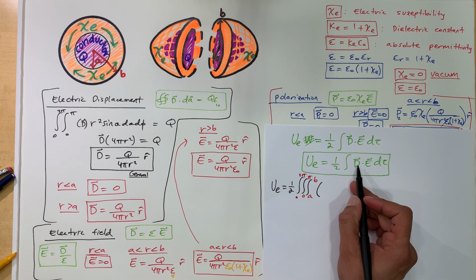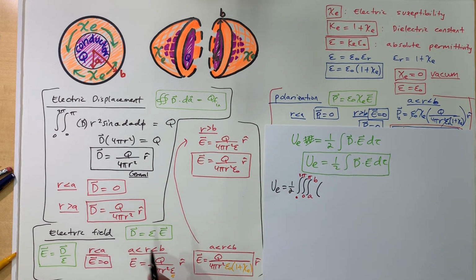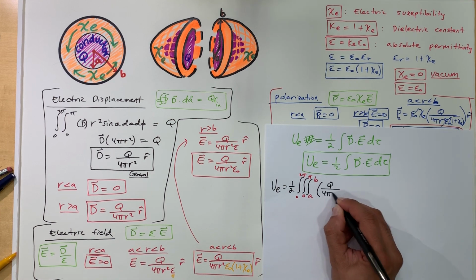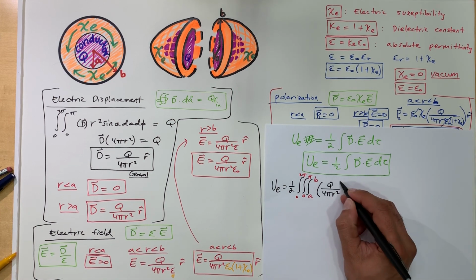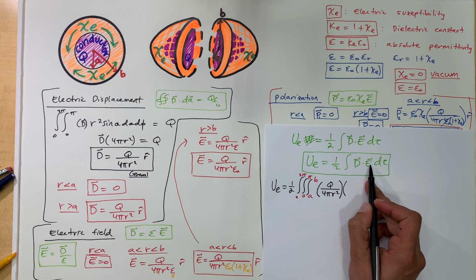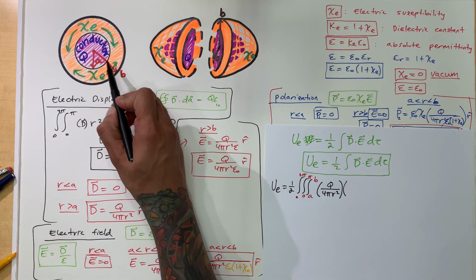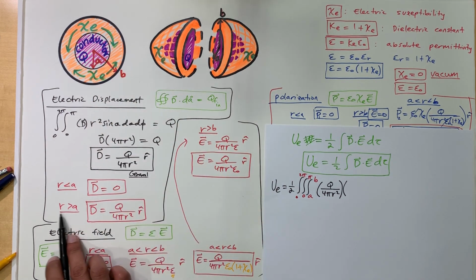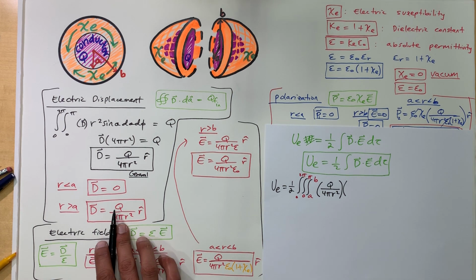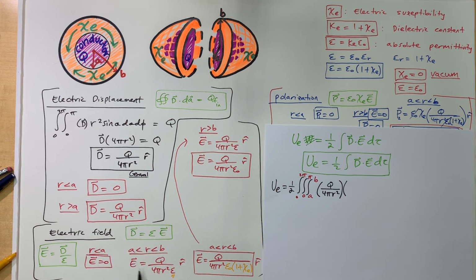Okay, we have the displacement, which is Q over 4 pi r squared. And then the electric field in that region. So we're in the region between A and B, so r is greater than A, this one's good. And we need this, or rather, the electric field.